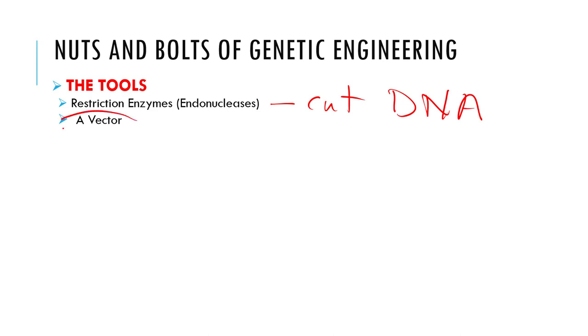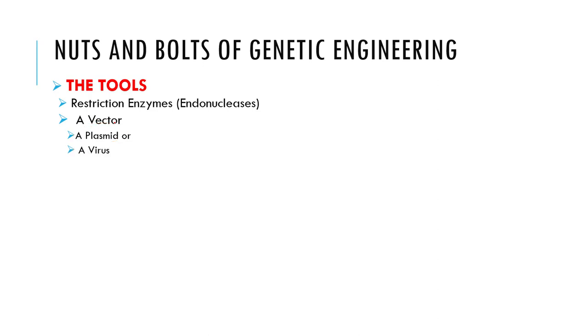The other tool is the vector. We need a vector molecule with which our donor DNA will be introduced into the host. So what is a vector? It is a plasmid, a circular DNA molecule which exists in many bacterial cells. It may be a plasmid, and it can even be a virus. So we can use a virus as a vector. More about these, in greater detail, you will study in your final semester. So a vector may be a plasmid or a virus.